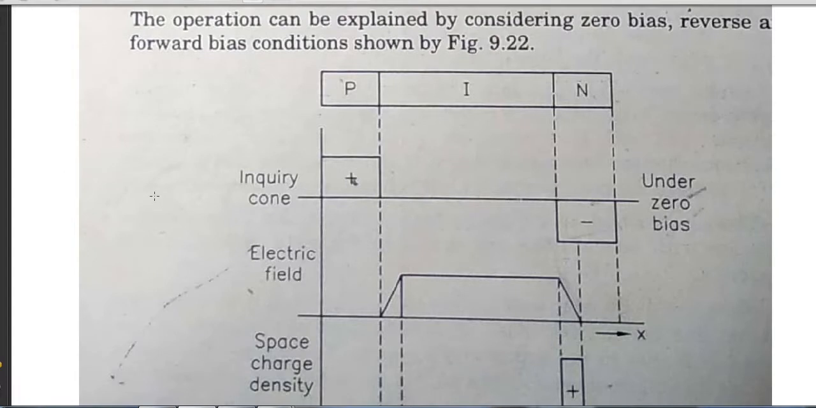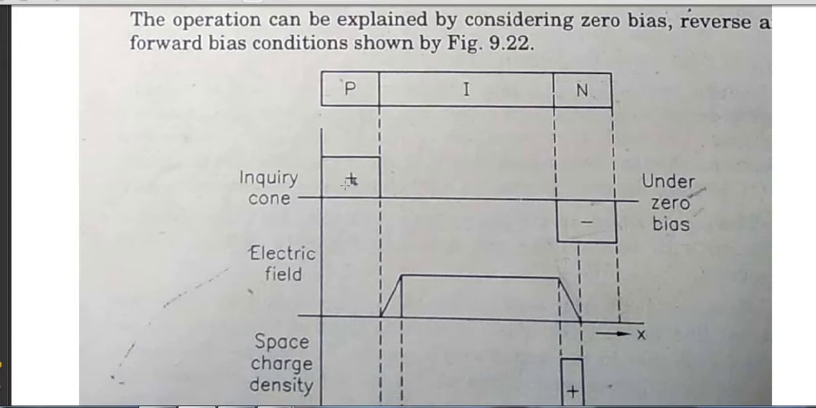First condition is under zero bias. At zero bias, the diffusion of holes and electrons across the junction causes a space charge density region of a thickness which is inversely proportional to the impurity concentration. An ideal I layer has no depletion region, that is, the P layer has a fixed negative charge and the N layer has a fixed positive charge under the zero bias condition.